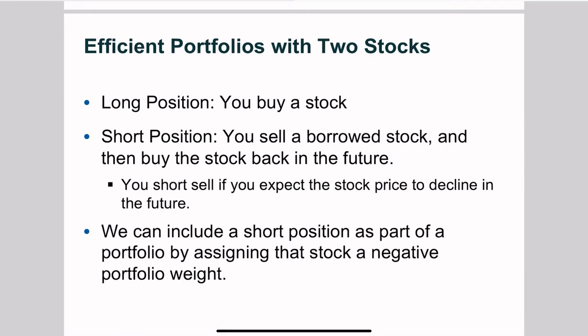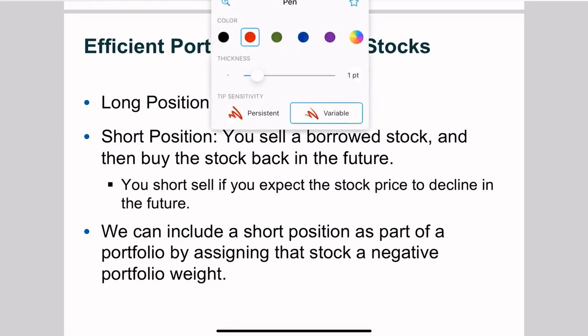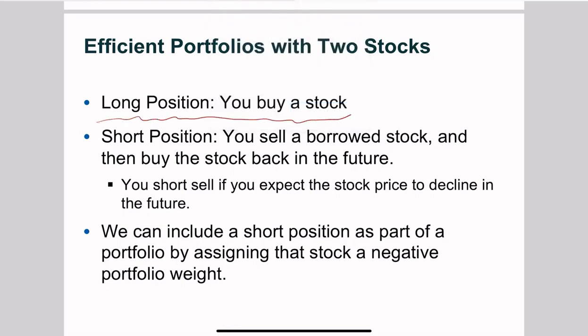Okay, now let's talk about the third realistic point. So in the previous 2 examples, we assume you would only buy stocks. You would only buy Intel stock, or you would only buy Coca-Cola stock. However, in reality, you could also do a short sell. So when you're buying a stock, you're taking a long position. However, you could also take a short position.